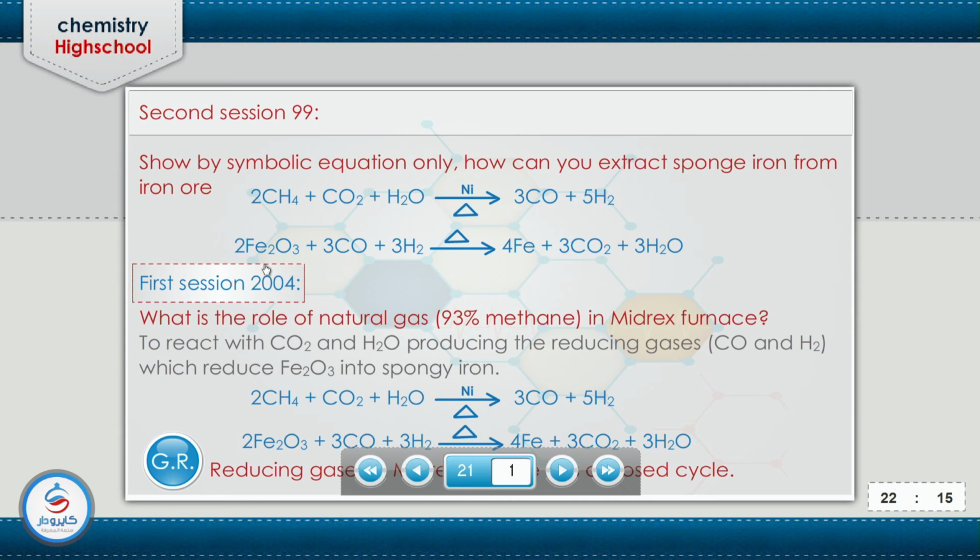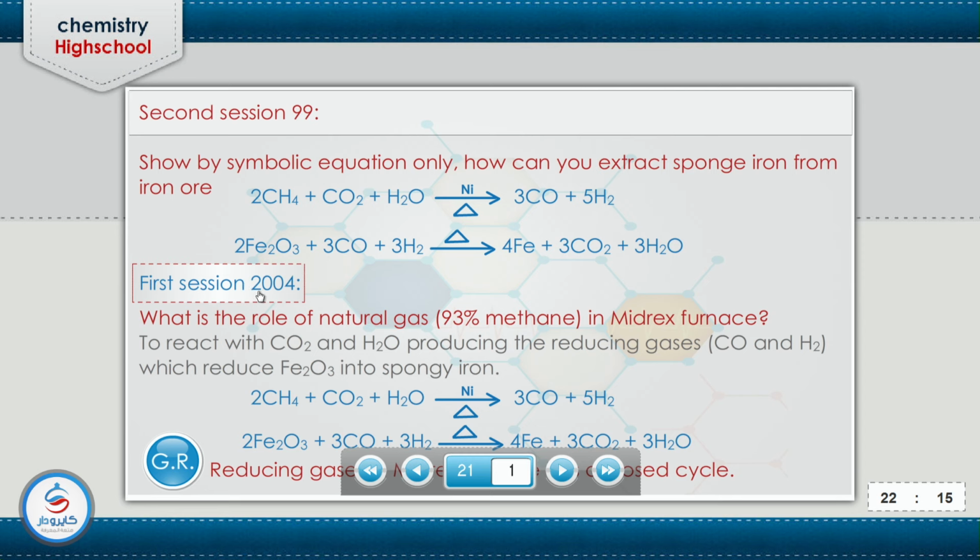to reduce ferric oxide, which is hematite. The reduction of ferric oxide in the presence of heat produces iron plus 3 moles of carbon dioxide and 3 moles of H2O, which are recycled again to produce carbon monoxide and hydrogen gas. So the carbon dioxide and H2O produced by reduction are recycled again to produce carbon monoxide and H2.